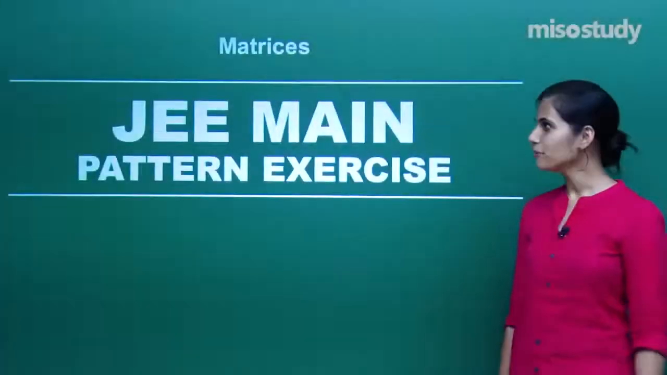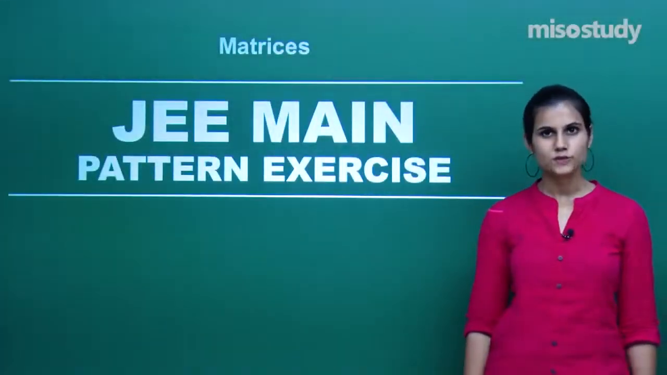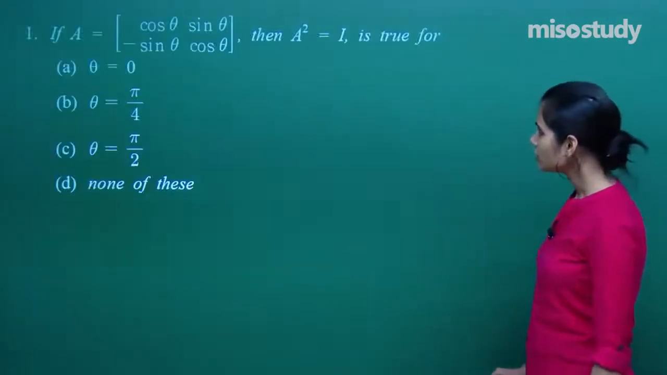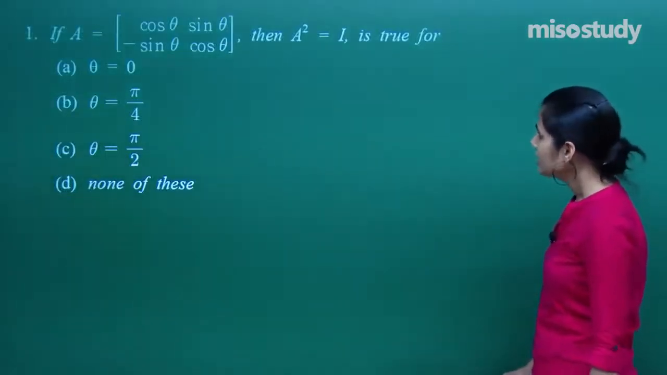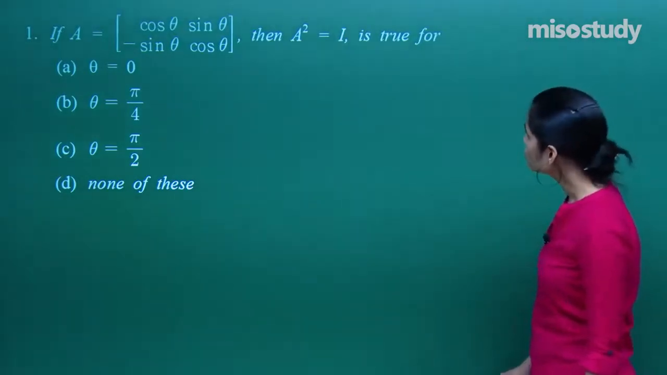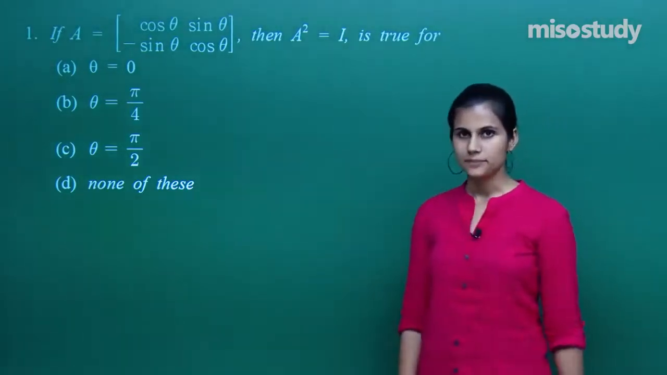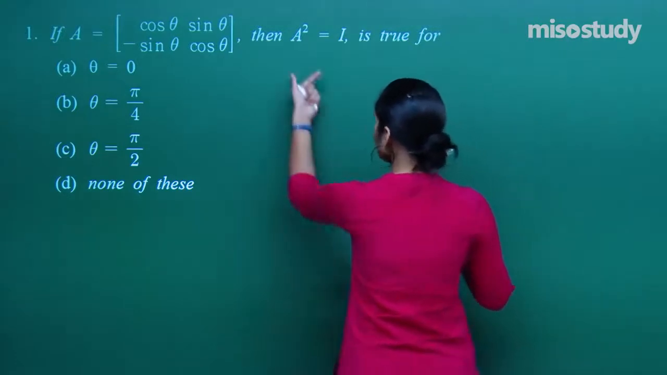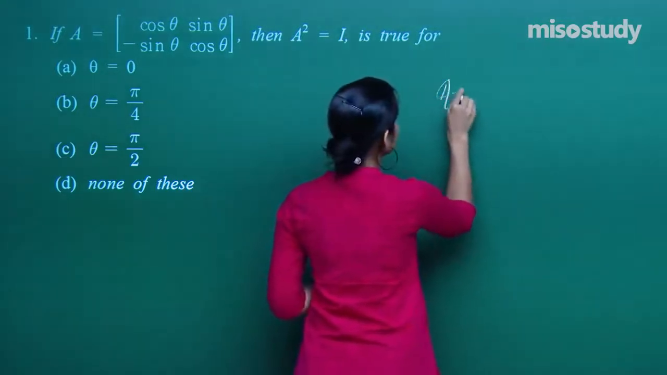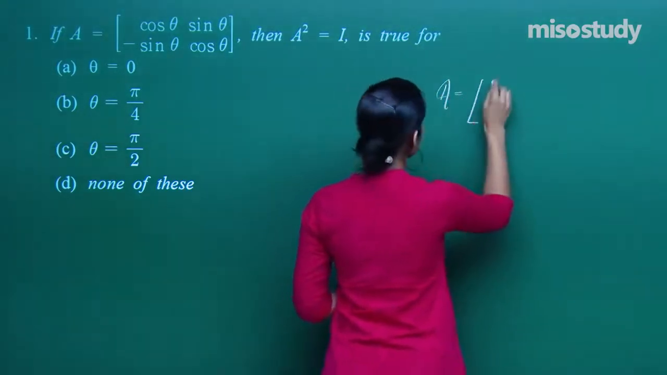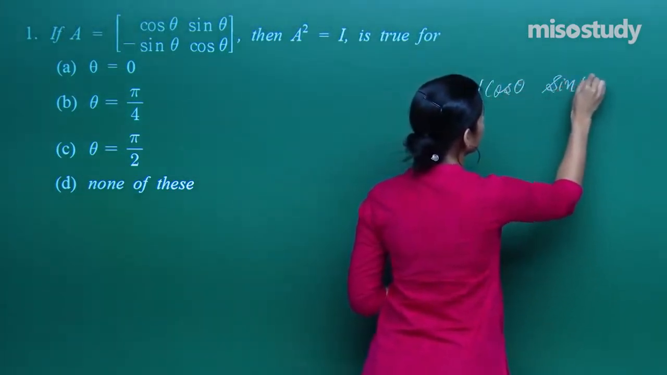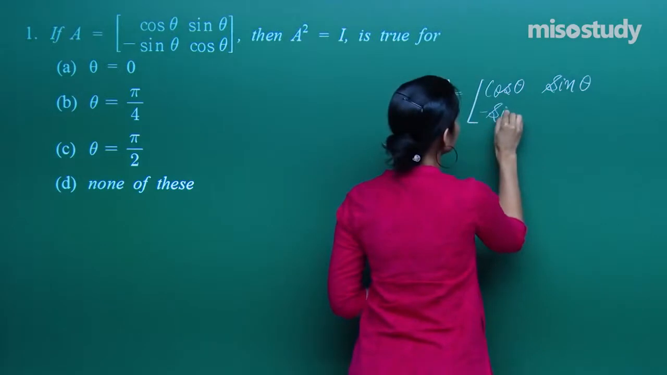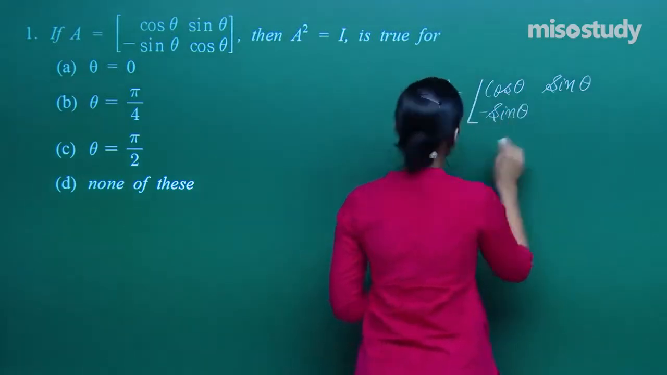Okay guys, so let's talk about the JEE main pattern exercises for matrices. First question says that you are given a matrix A, then A square is I, that is identity matrix of order 2, is true for what theta? Talking about A square, if A is given to you as cos theta, sin theta, minus sin theta, and again cos theta.